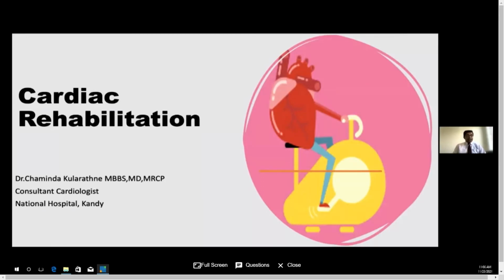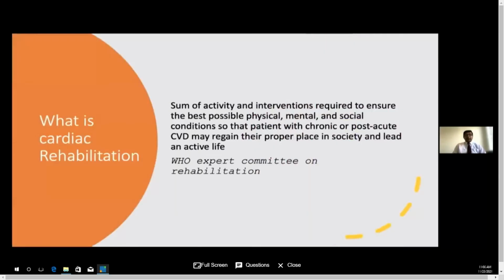Cardiac rehabilitation is an interdisciplinary team approach to patients with functional limitations secondary to heart disease. WHO has defined cardiac rehabilitation as the sum of activity and intervention required to ensure the best possible physical, mental, and social conditions so that patients with chronic or post-acute cardiovascular disease may regain their proper place in society and lead an active life. Cardiac rehabilitation has come a long way from the initial bed rest approach.